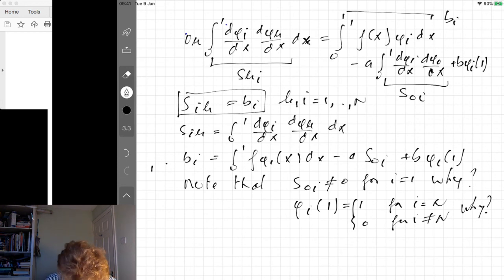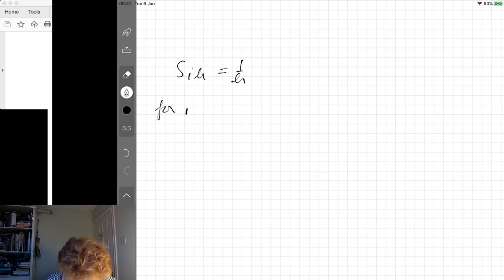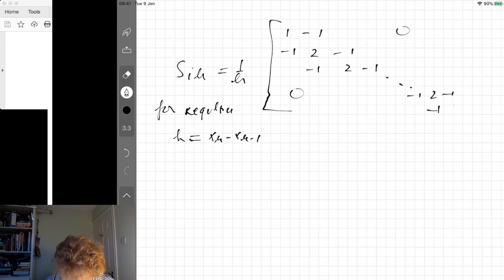So I would do here exercise 6.2.10. The general matrix structure of S_ik is 1 over h for a regular mesh, where h is x_k minus x_{k-1}. If it's not a regular mesh, the structure is slightly more complicated, but it looks like this: 1, minus 1; minus 1, 2, minus 1; minus 1, 2, minus 1. So that's the Laplace matrix, and then we go all the way here: minus 1, 2, minus 1; minus 1, 1.